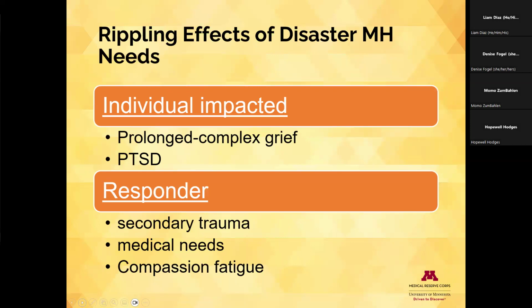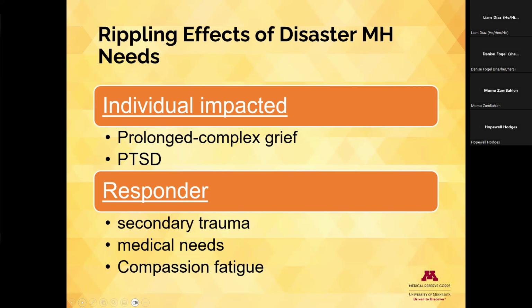A couple of notes here that I want to make regarding the rippling effects of disaster mental health needs. So individuals impacted with prolonged complex grief are going to require significant support, both within their community, but on an individual basis to seek out ongoing counseling and therapy and group support.